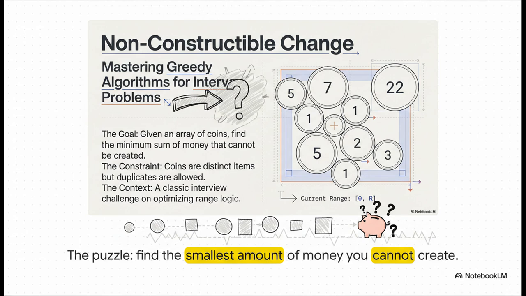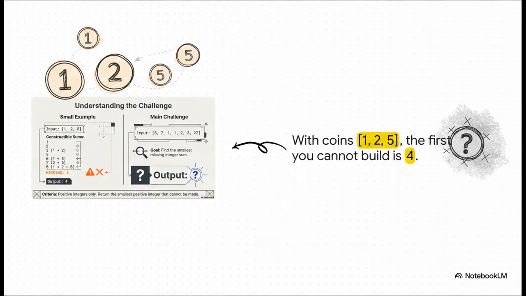The puzzle is exactly what you see here. Given some collection of coins, what's the first positive number, 1 cent, 2 cents, whatever, that you just can't form by adding up the coins you have? So to make this really concrete, look at this example. If you have coins of 1, 2, and 5, you can start listing out the sums you can make. You can make 1, you can make 2, you can make 3 by adding 1 and 2, but wait, you see that gap? There's just no way to make 4, and that's exactly the number we're hunting for.